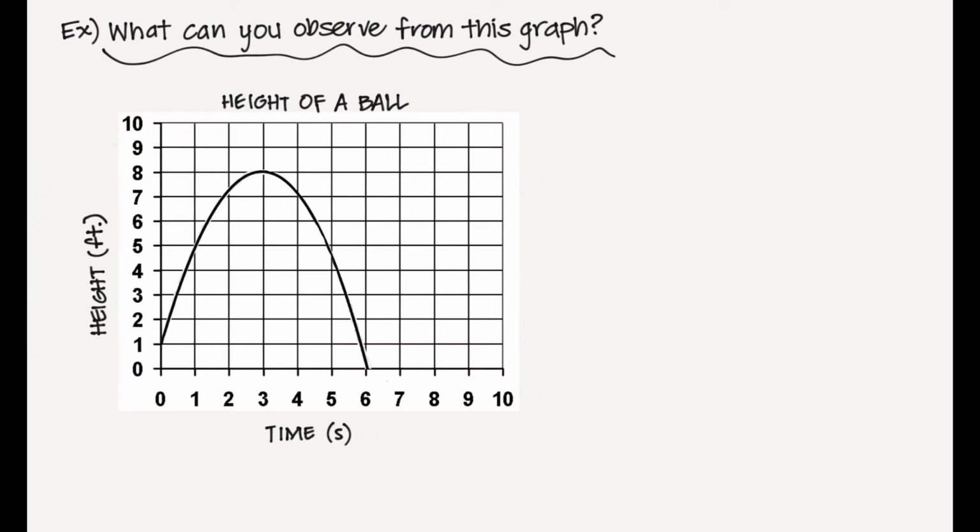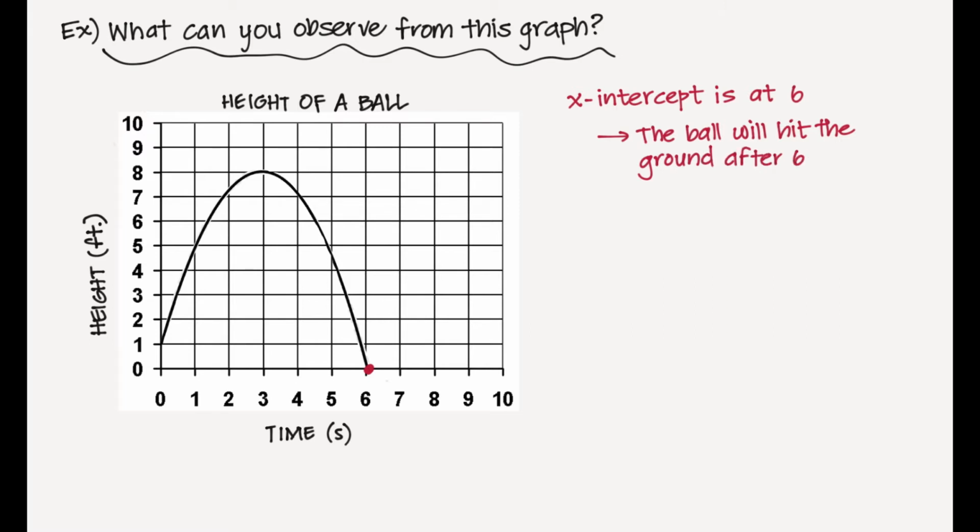All right, this time I have a real-life situation, and it says, what can you observe from this graph? So just looking at the premise of this graph, it's describing the height of a ball over time. This x-intercept down at the bottom is located at 6, and I can see that that is representing time, so that means that the ball at 6 seconds is at a height of 0, which means that that's when it's back on the ground, okay? So I can say that the ball will hit the ground after 6 seconds.